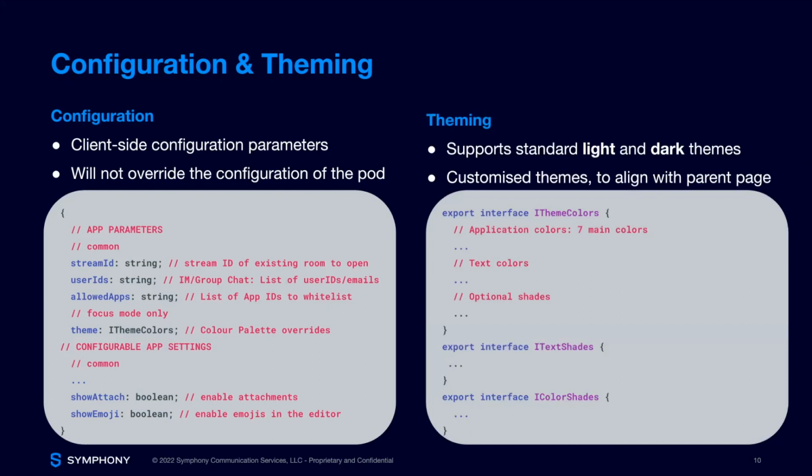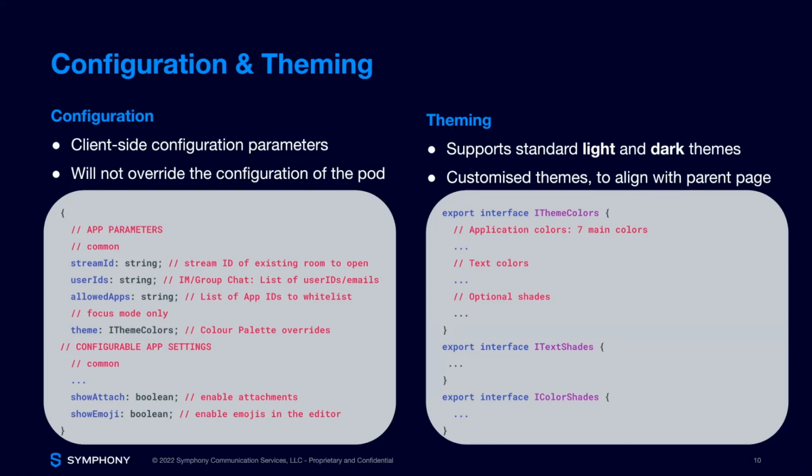So ECP provides two standard color themes, either the light or dark theme. Customization is also possible to create your own theme to align your ECP chat experience with your own parent page content. You can pass a custom theme within the ECP configuration to define your own themes.